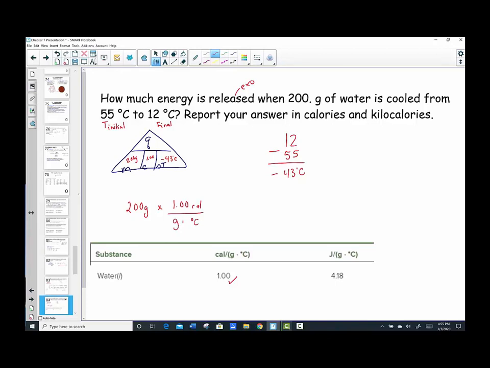And just in your head, remember, it takes 1 calorie of energy to raise 1 gram of water by 1 Celsius degree. And we're letting it cool by 43 degrees Celsius. When I calculate, I get negative 8,600 calories. And the negative just simply means exothermic, heat releasing.